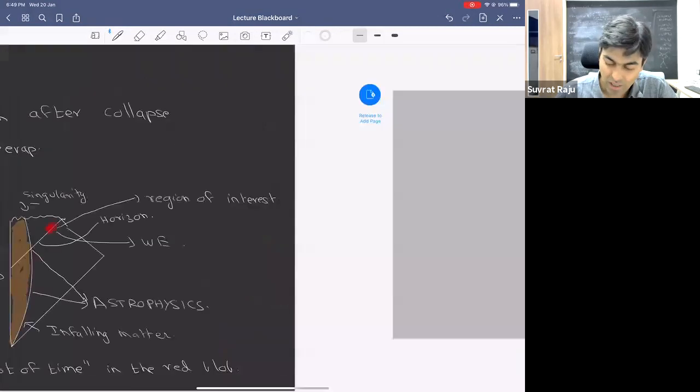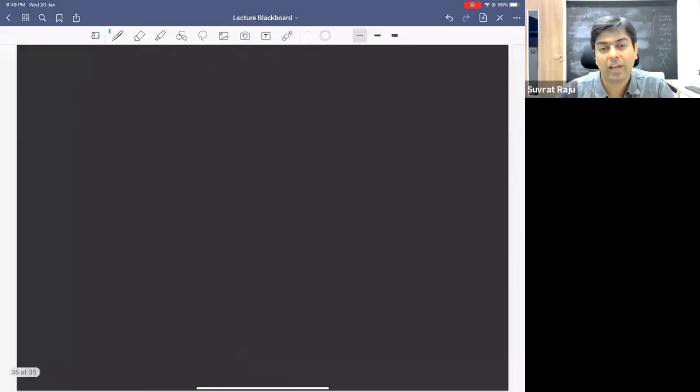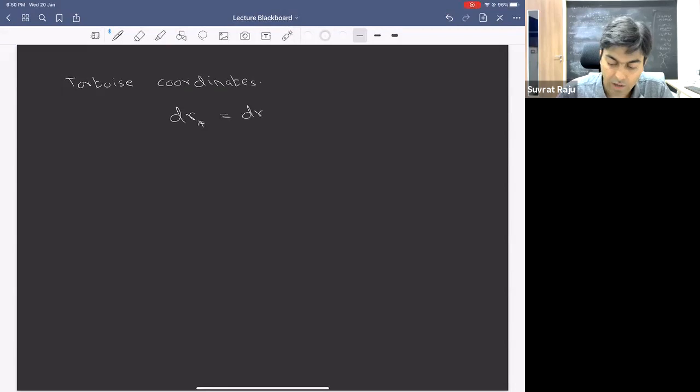Now let me say a few more things just to set notation. Once again, this might be something that many of you already know and are familiar with, but let me just set the notation. It's convenient to go to what are called tortoise coordinates. Tortoise coordinates are just a redefinition of the radial coordinate, defined by dr star, which is just dr by f of r. Now the question is, how does r star behave very far away when r is very large, and how does r star behave when r goes to r_H?